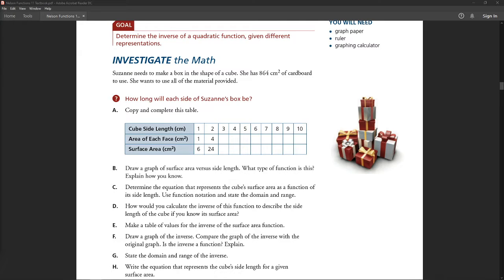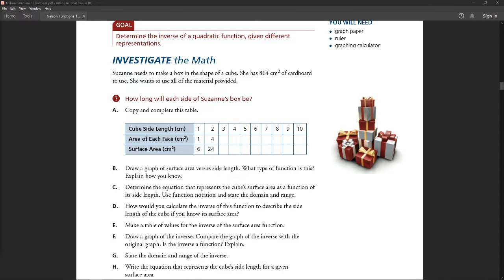Stream, restream. Oh my gosh, what am I doing?